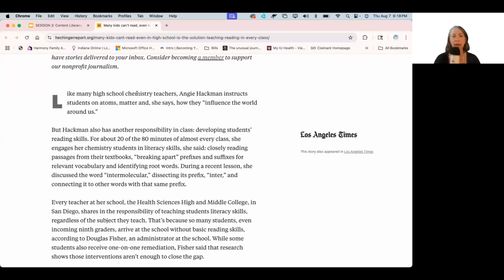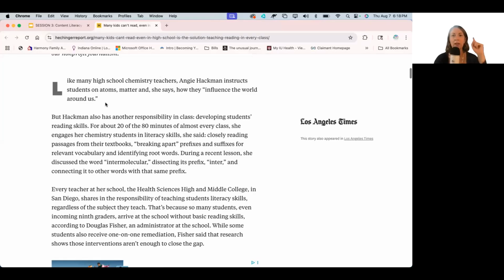So let me start again. Like many high school chemistry teachers, Angie Hackman instructs students on atoms. Oh, I'm going to stop there again. Atoms. We may have heard this word as in science, like a boy's name, and we notice it is not spelled like the boy's name. It is spelled with a T-O, atoms. Everyone say atoms. Atoms matter, and she says how they influence the world around us.